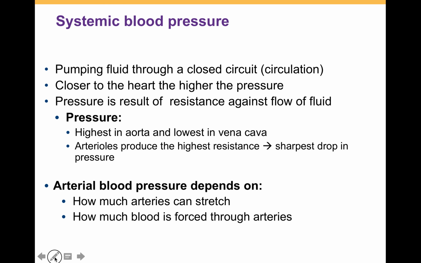Now, the other thing you need to understand is within the systemic blood pressure, I should say, the ability to maintain blood pressure. Now, the highest blood pressure we have in our body is within the aorta, because the aorta starts from the heart itself, from the pump itself. And the lowest is in the vena cava.